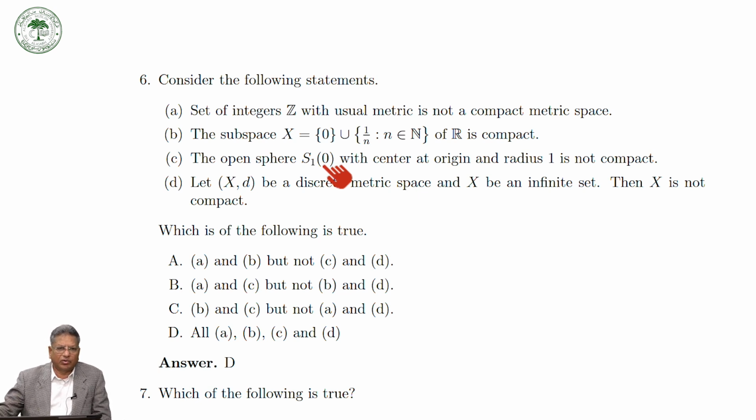So it means that all four statements hold good. Which of the following is true? A and B, but not C and D? No, because all hold. So we can say that A, B, C, D are all true statements.